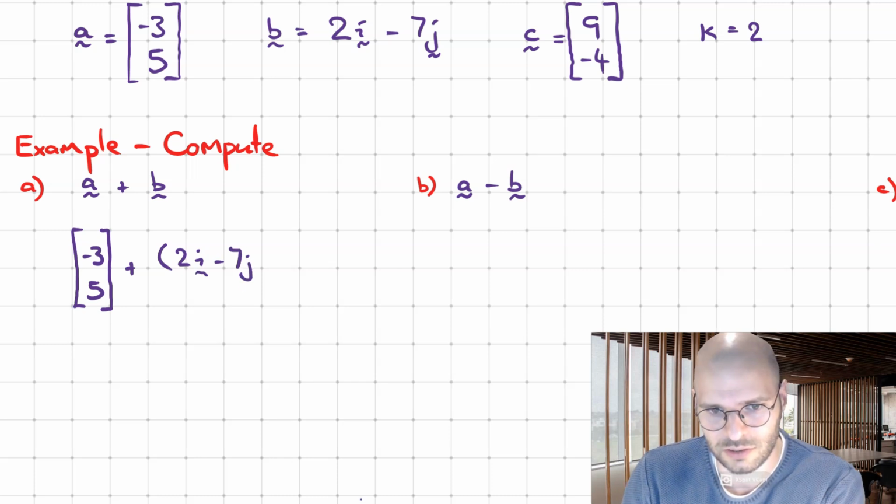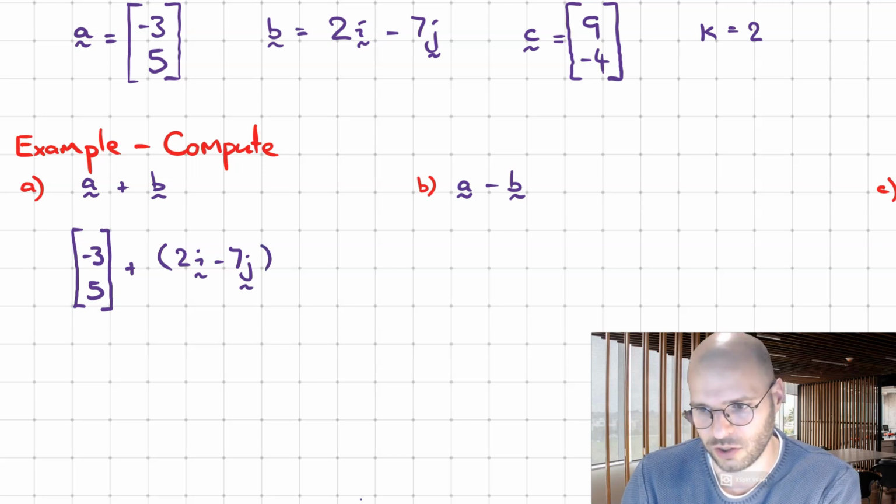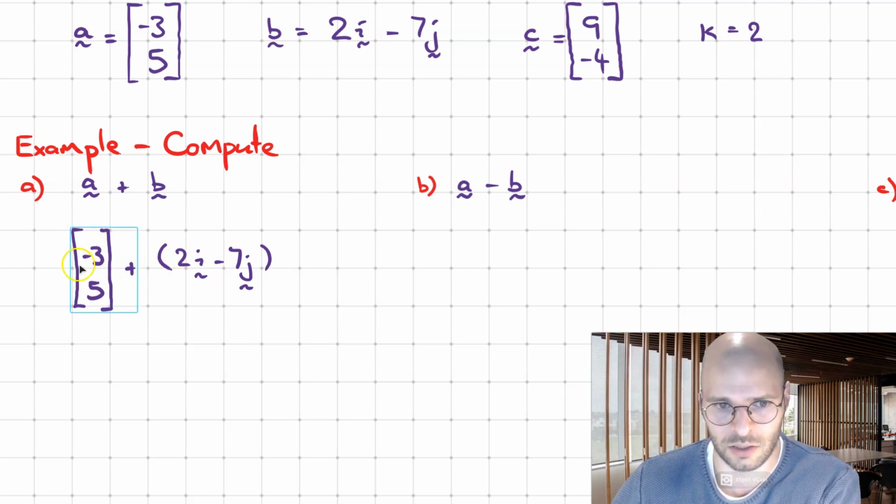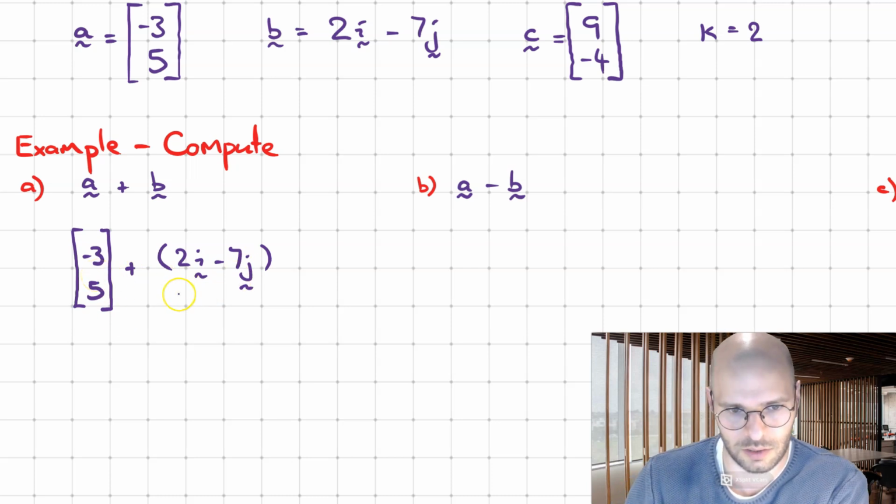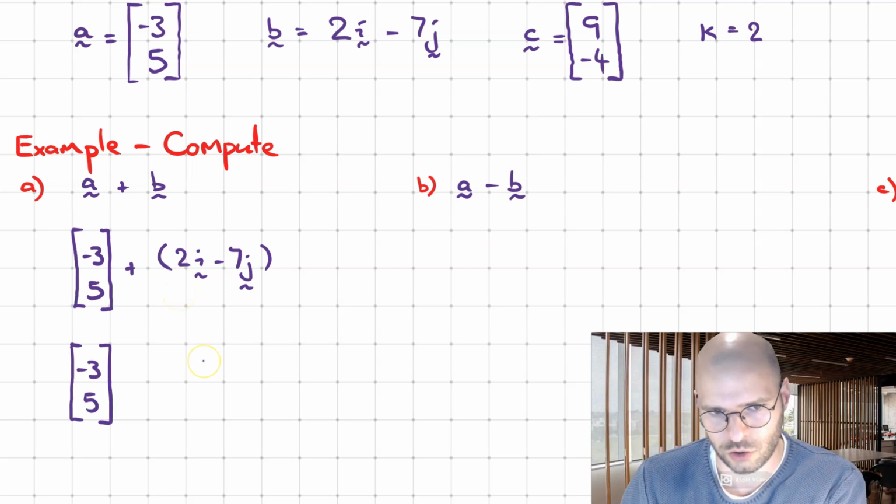Now if we're choosing to do these operations by hand, we have to make the choice of either turning both vectors into component vector form, as seen in A, or into unit vector form, as seen in B over here. For this example, I'm going to choose to use component vector form. In the next example, I'll do the opposite. So, moving on, I'm going to choose to convert vector B into component vector form. This will look like 2, minus 7.